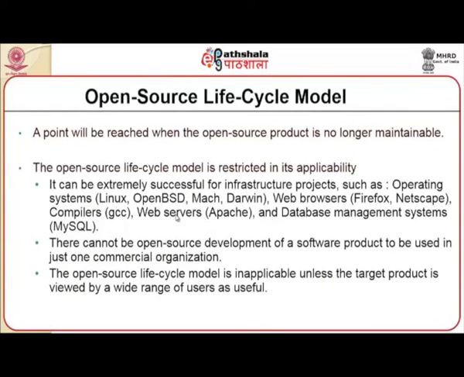A point will be reached when the open source product is no longer maintainable. So the open source lifecycle model is restricted in its applicability. It can be extremely successful for infrastructure projects such as building a new operating system. Today, many people have started working with open source operating systems like Linux, Mac Darwin, OpenBSD, and there are open source browsers available like Firefox, Netscape, compilers like GCC, web servers like Apache, and database management systems like MySQL.